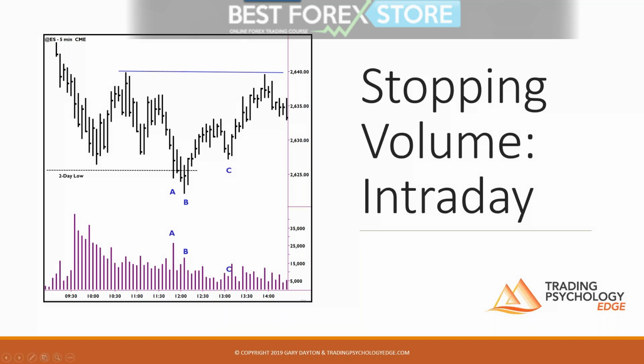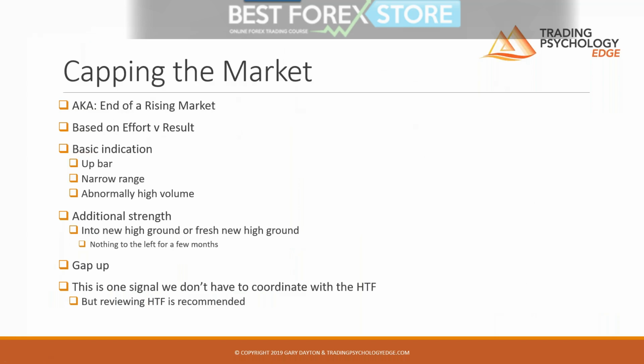Okay. Somebody asked about end of a rising market. I call it capping the market. It's based on effort versus result. We have a basic indication of an up. The basic indication here is an up bar on narrow range on abnormally high volume. And this, a trend has been going on for a bit of time, okay? We would see additional strength if it's into new high ground, if we've never been there before.